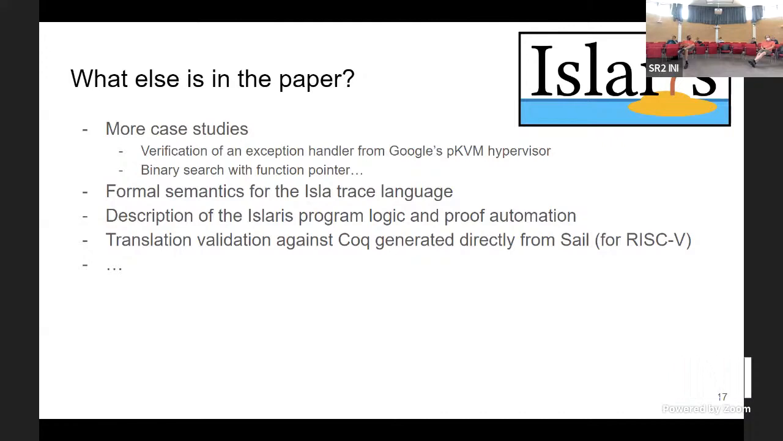So in the specific case of RISC-V, we can actually retroactively check that Isla has not introduced any inconsistencies. As of the moment, we can't do this for scale reasons.